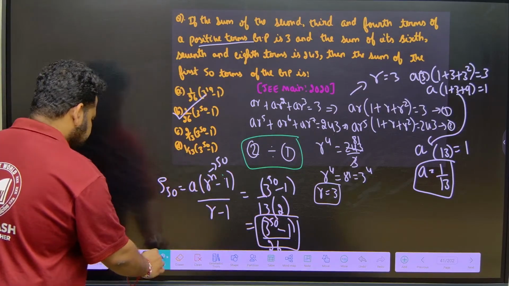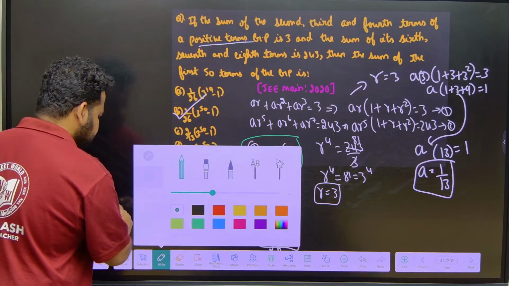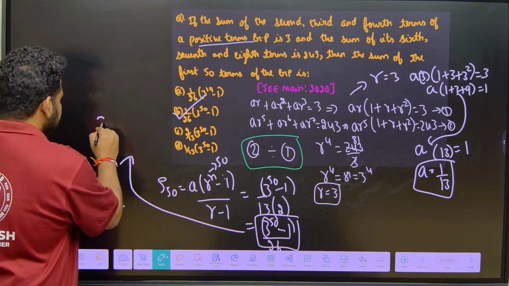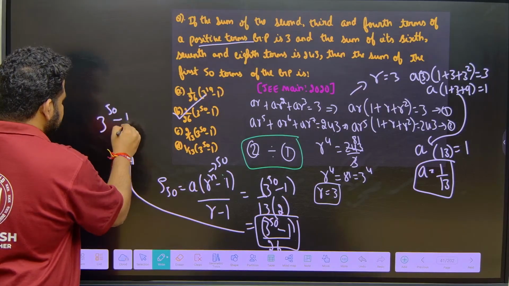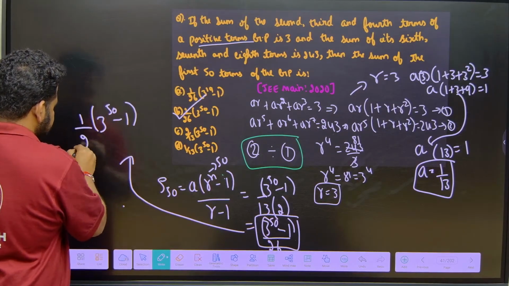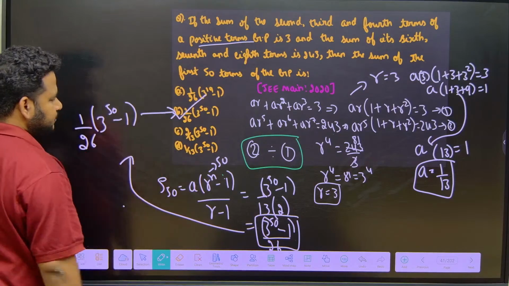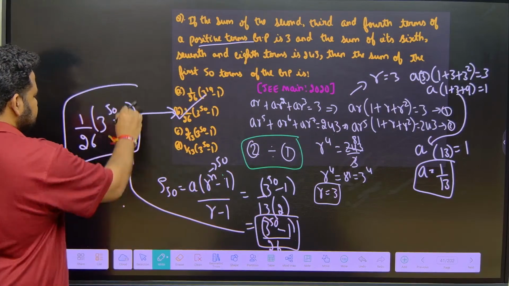Let me write it here clearly. This value is nothing but 3 power 50 minus 1, into 1 by 26. So that is option B. Option B is the right answer. Okay. This is how we have to solve the question.